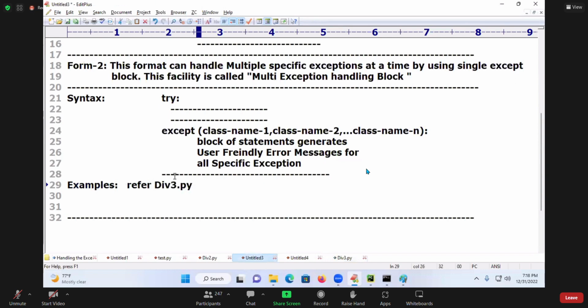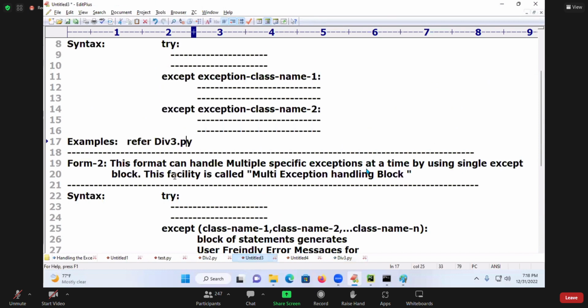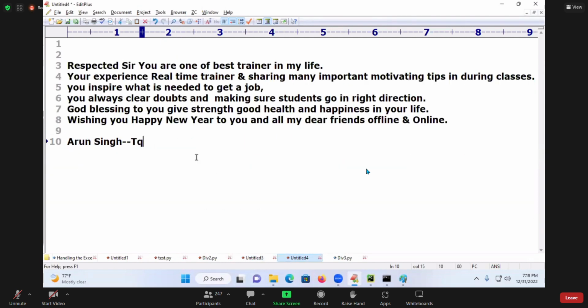So coming to this place, here I am going to write it. This is called multi-, and the rest of them are going to be similar. So I am going to say, here I will write it. Example, I can say when I call the notes, I refer to div3.py. The first one is called what? Already you know in our class, div2.py.